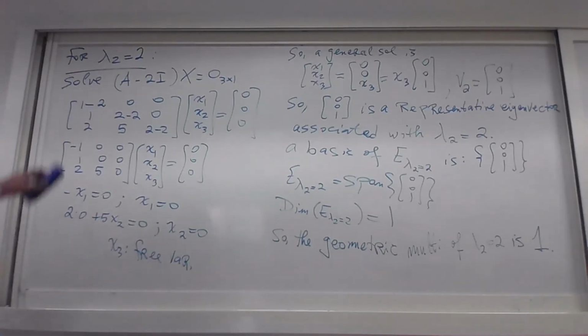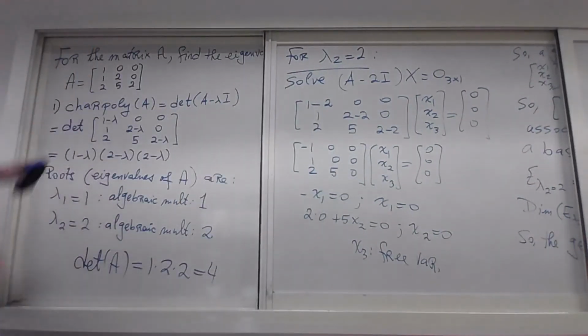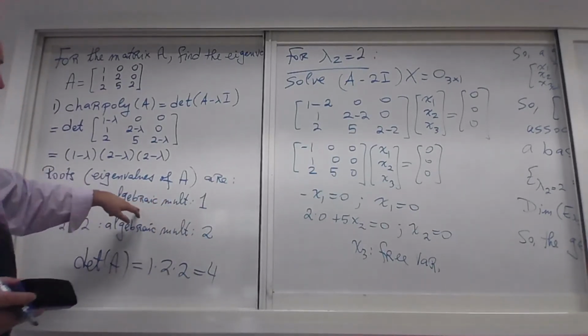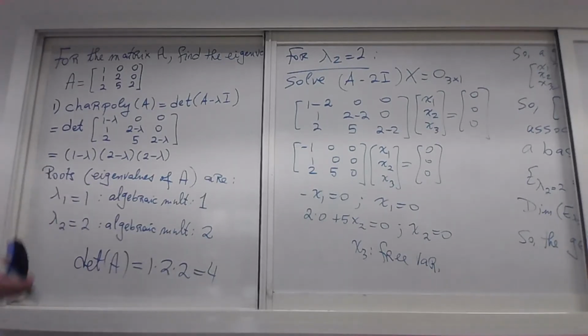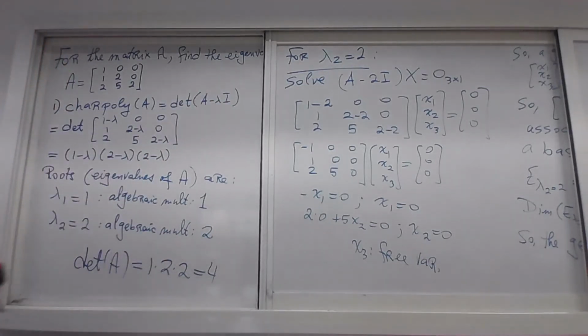So you can have a 3 by 3 matrix like this one that has an eigenvalue of multiplicity 1, algebraic and geometric, so we found one eigenvector, and has eigenvalue 2 of algebraic multiplicity 2, but we just figured out that its geometric multiplicity was 1, so there's only a one dimensional eigenspace associated with lambda 2. So that's fine, nothing bad here.